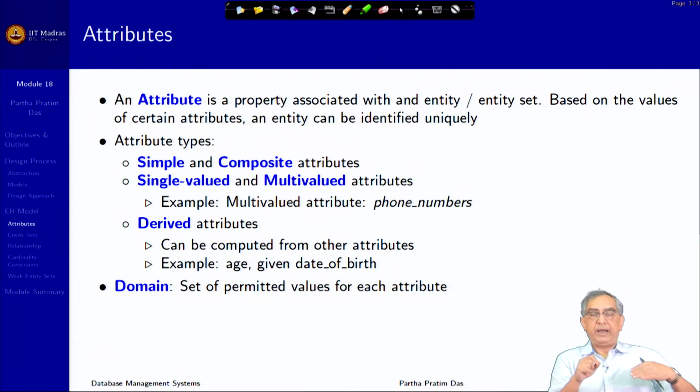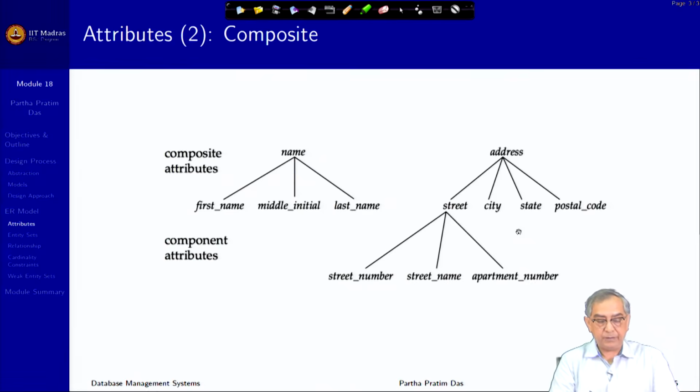So, you are deriving age from the date of birth. These are called derived attributes. These are the different types of attributes you will have, and a domain is a set of permitted values for each attribute. Now, coming to the composite attribute, it is one which has more than one component.